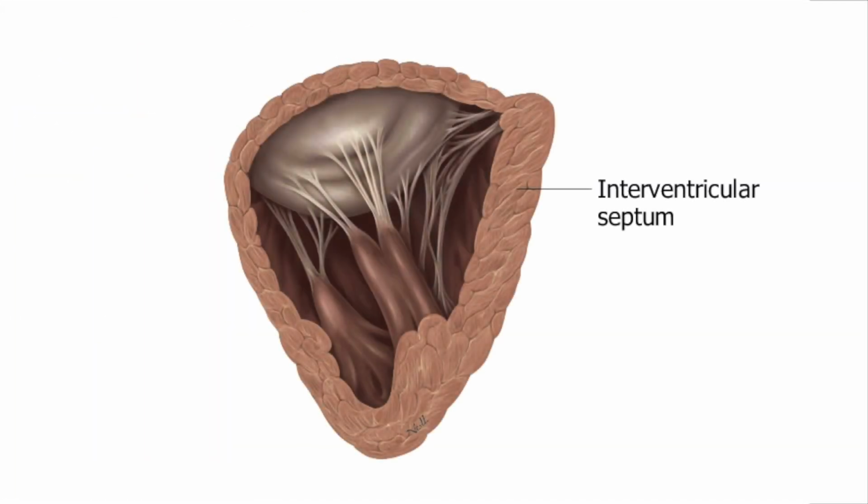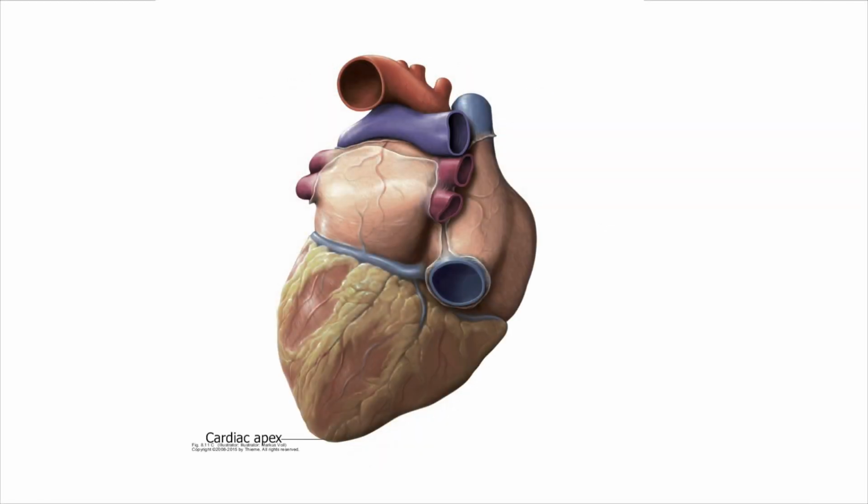A key way to orient ourselves on the heart is to find the apex. This is the inferior pointed portion of the heart. Remember that it points down and to the left, almost pointing toward your left elbow if your arm is at your side.